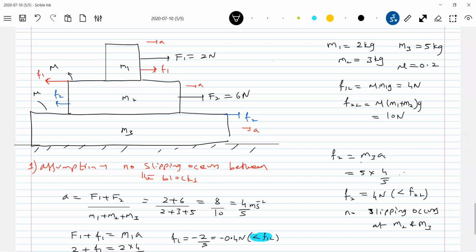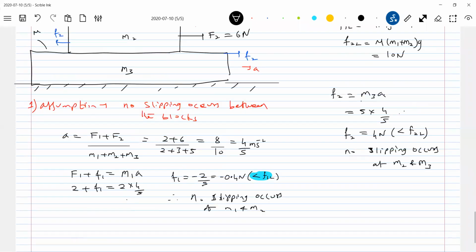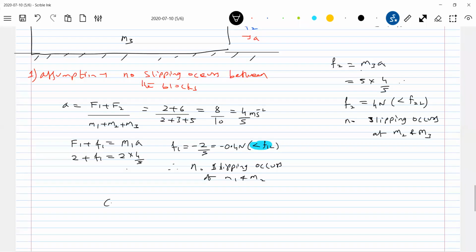So what we assumed is right or wrong now? Yes, it's right. Only the direction of friction is changing, you have to change it. Final, I'll conclude here now. So what is the conclusion now? The conclusion we are going to make here. What is the conclusion? The conclusion will be like this.